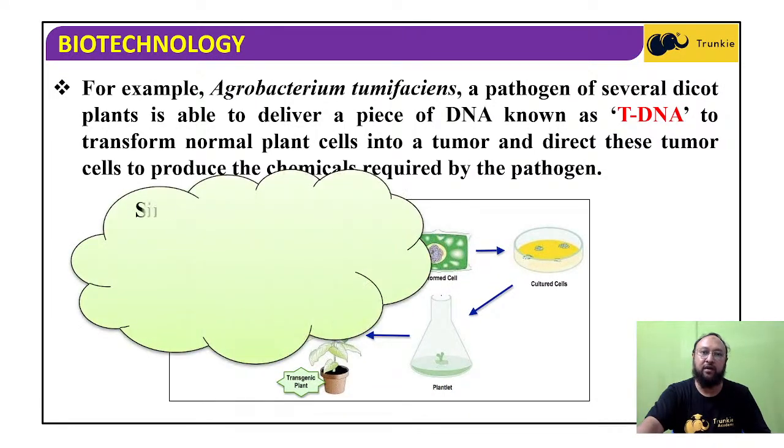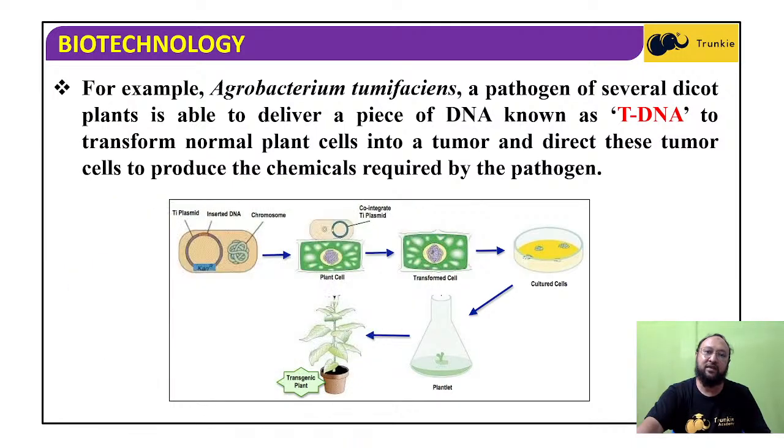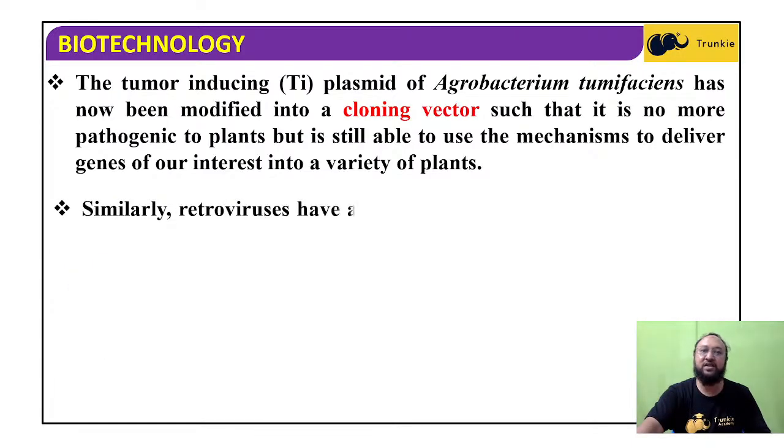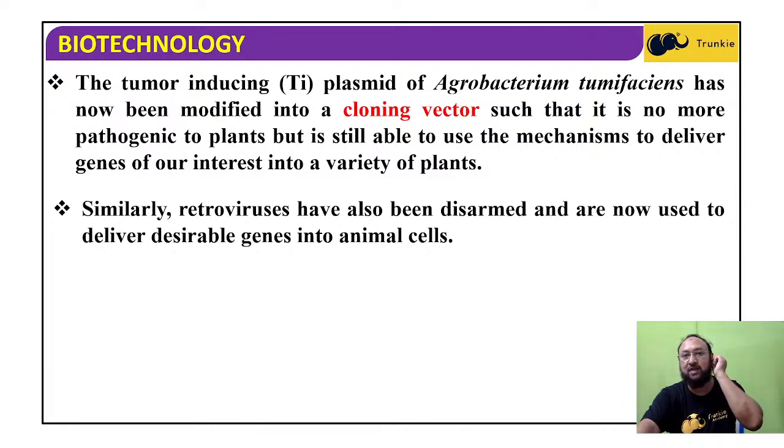Similarly, retroviruses in animals have the ability to transform normal cells into cancerous cells. The tumor-inducing Ti plasmid of Agrobacterium has now been modified into a cloning vector such that it is no more pathogenic to plants, but still it is able to use its mechanisms to deliver genes of our interest into a variety of plants. So nowadays the Ti plasmid has been modified into cloning vectors, and it is no more pathogenic because biotechnology has changed it.